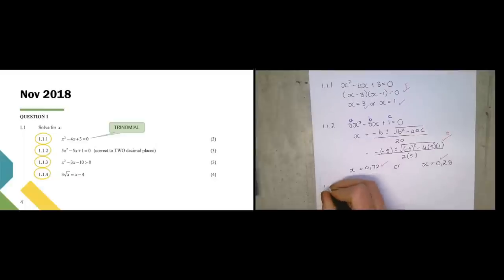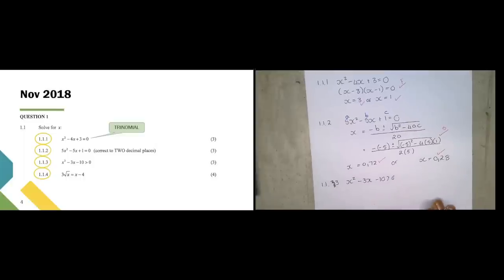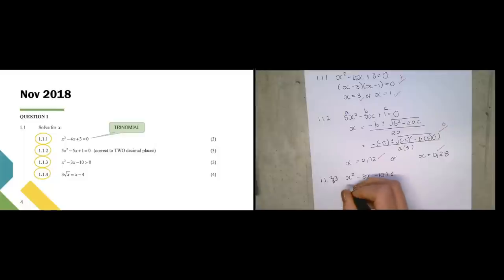Question 1.1.3. They've given us x squared minus 3x minus 10 is greater than 0. This is an inequality. If you look at it, it's already in standard form, so I can factorize it. That is a trinomial. If I factorize it, it's x minus 5 and x plus 2 greater than 0.